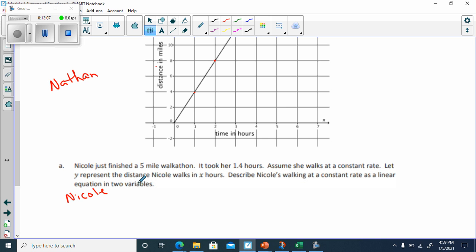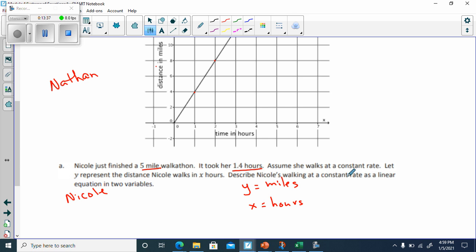Let's look at Nicole. Nicole just finished a 5-mile walkathon. It took her 1.4 hours. So she went 5 miles in 1.4 hours, right? Assume she walks at a constant rate. That means we've got a linear equation. Let y represent the distance Nicole walks. Distance would be miles, right? Y is our number of miles. X is our number of hours.